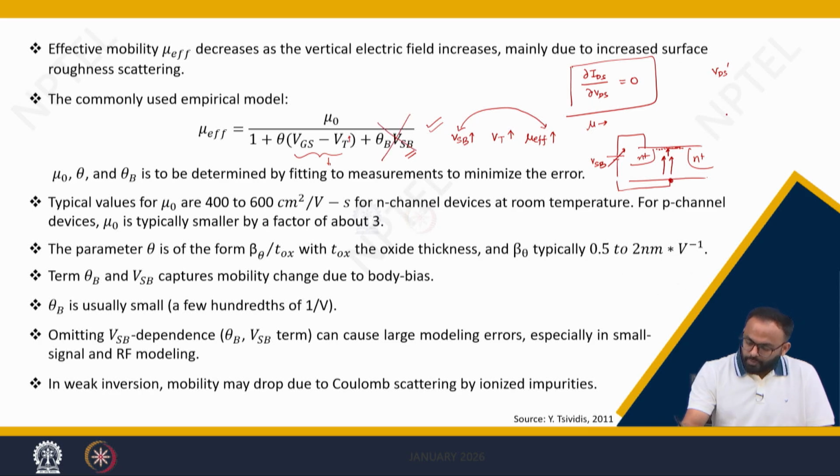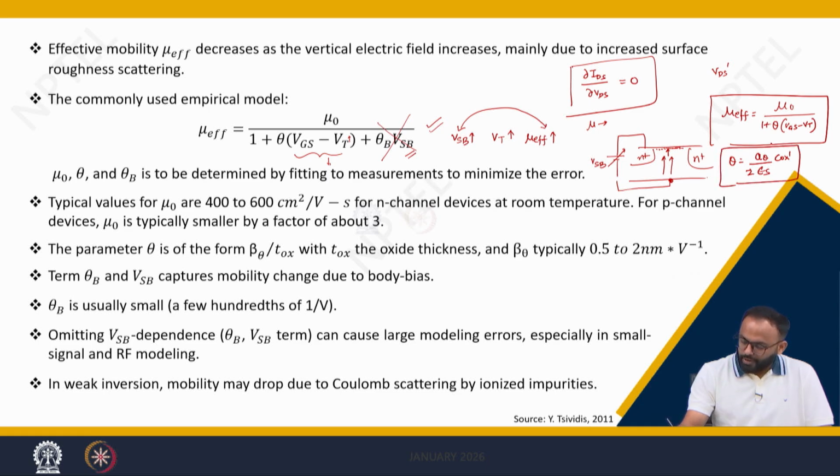So the overall mobility equation we derive is mu naught divided by 1 plus theta into Vgs minus Vt, where theta is equal to a theta divided by 2 into Cox dash into epsilon s. These are well-known quantities; I mentioned what a theta is. Cox is the capacitance per unit area. Epsilon s is the semiconductor permittivity, which is nothing but 11.7 times epsilon naught. Here it shows that mu effective depends on Vgs minus Vt in an inverse relation.